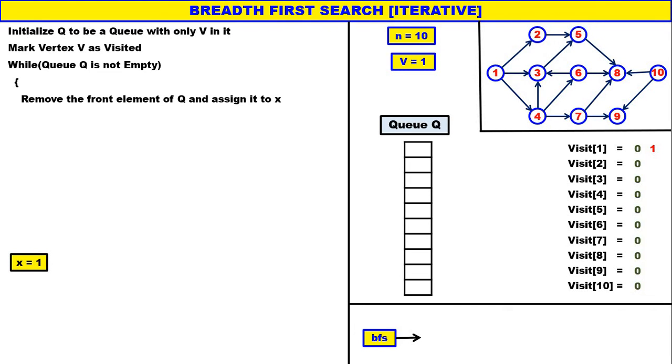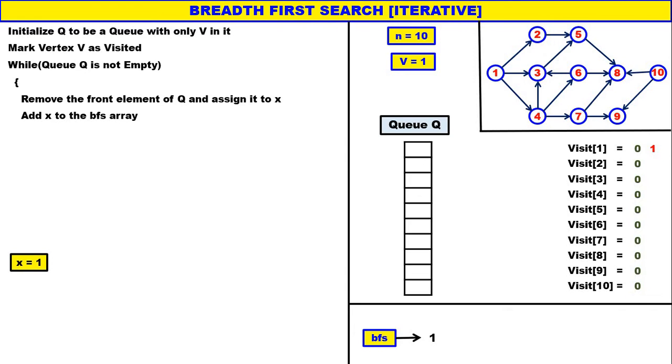Same thing we write in English here. Remove the front element in the queue and assign it to x. And this x value should go to the BFS array also. 1 will go to BFS. That statement also we will write down here. Add x to the BFS array. Yes, whatever x was, 1, we add it to BFS. Therefore, x is added to BFS.